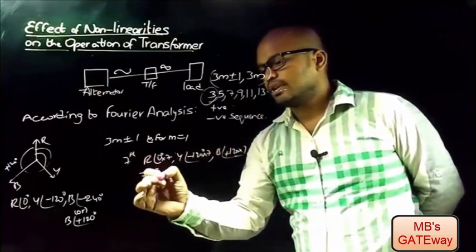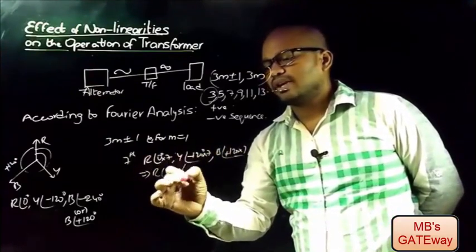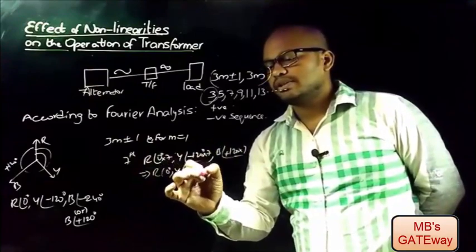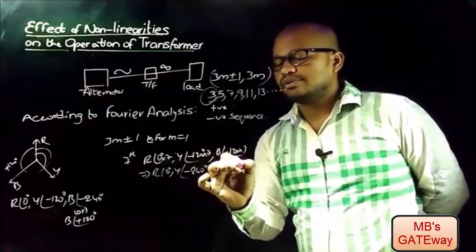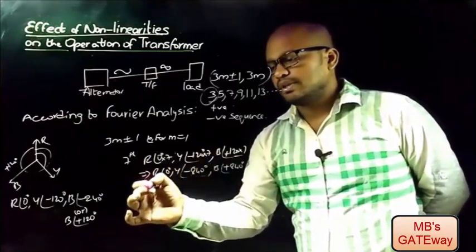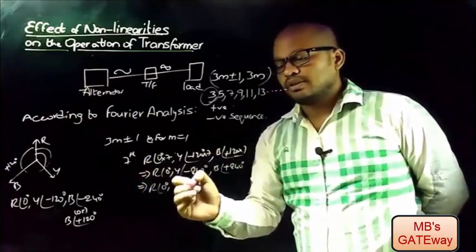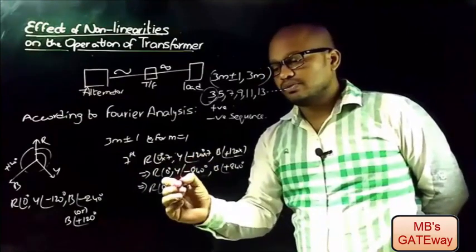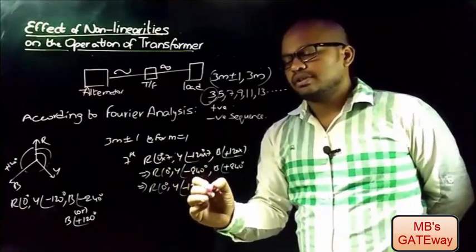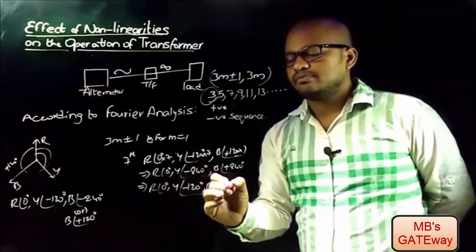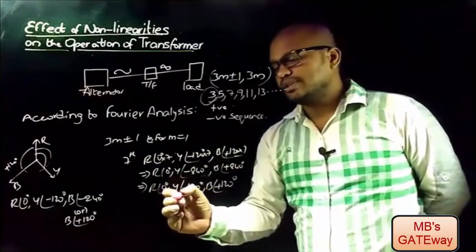That implies R at an angle 0 degrees, Y at an angle minus 840 degrees, and B at an angle plus 840 degrees. That implies R at an angle 0 degrees, as 360 degrees is equal to 0, which implies Y at an angle minus 120 degrees and B at an angle plus 120 degrees. Now let's draw the phase sequence.